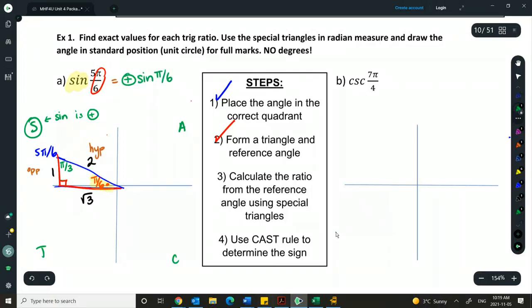Whatever that is. Usually I don't put this, but just for our purposes right now, to think about how we're using the CAST rule, I'm going to put positive in front. So the positive sine of pi over 6, opposite over hypotenuse, that's positive 1 over 2. And that should be our answer. Okay, so that's our last 2 steps there.